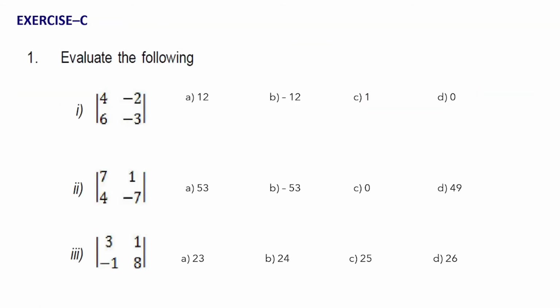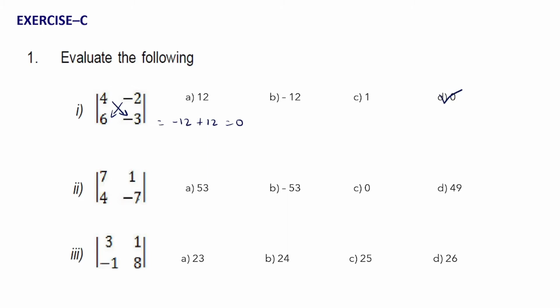Now moving on to exercise C of Unit 2 Algebra from the student support material. First one, determinant of 4, minus 2, 6, minus 3. So here we have to find the determinant as multiplying these two minus multiplying these two. So this is equal to minus 12 plus 12. So it is 0. So the correct option is option D.